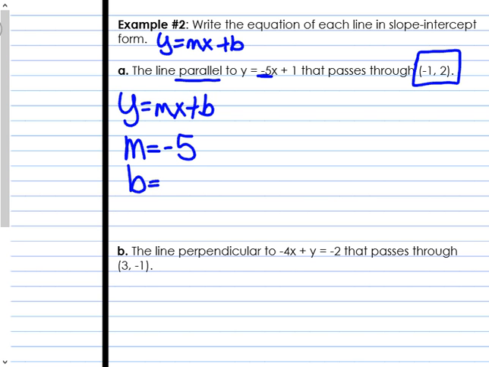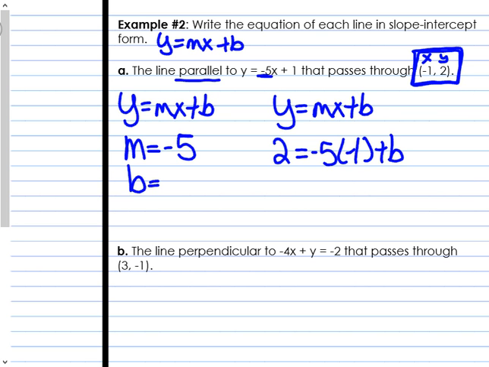The second thing we need is the b. They didn't give us the b, but they did tell us that it passes through the point -2, 1. So if we take the slope-intercept form and plug in the x and y values of that point, and plug in the slope, which is -5 because it's parallel to our original one, we will be able to find the b. So 2 equals -5 times -1 plus b. This should be familiar, this is stuff from Algebra 1. 2 equals 5 plus b, so -3 equals b. Now I have my slope and I have my y-intercept.